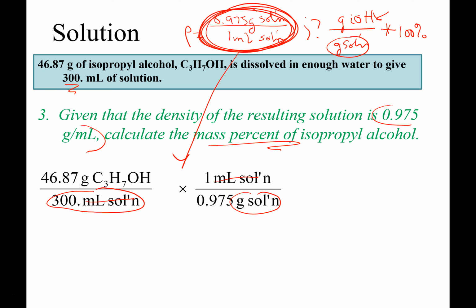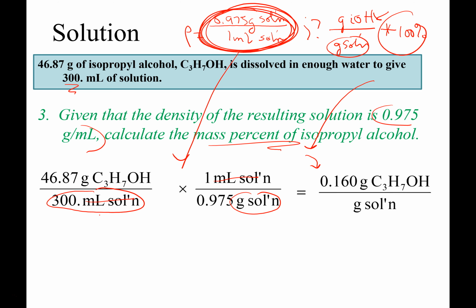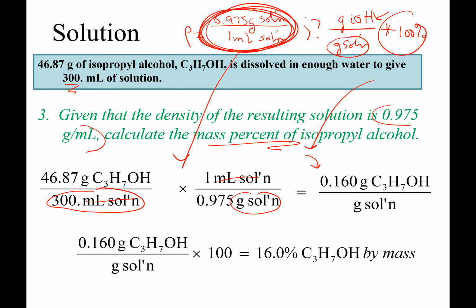Now you're going to see me on my slides do this stepwise, but if I would go ahead and introduce one more term here, times 100%, I would be done. But I'm going to go ahead and divide this out. Looks like I'm allowed 3 sig figs, so this is a mass fraction of 0.160 grams of isopropyl alcohol per gram of solution. To get that into parts per 100, we simply multiply by 100 or 100%. So your weight percent isopropyl alcohol is 16.0% by mass. Very good.